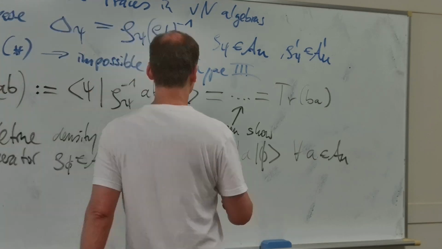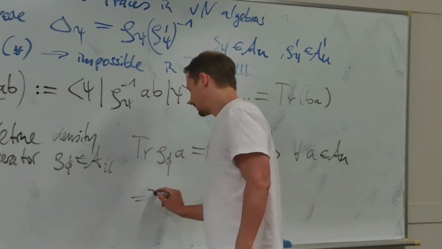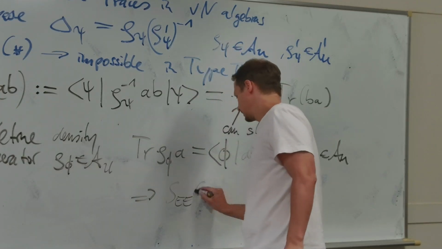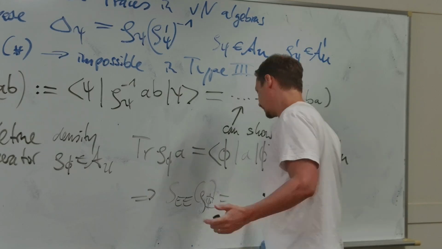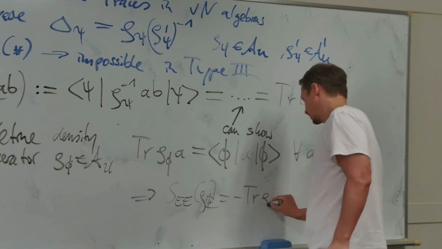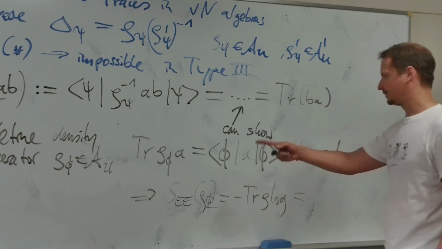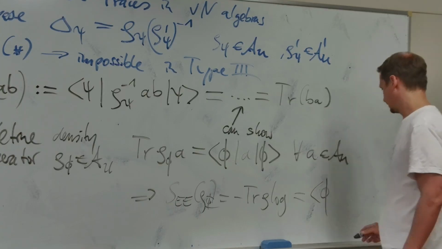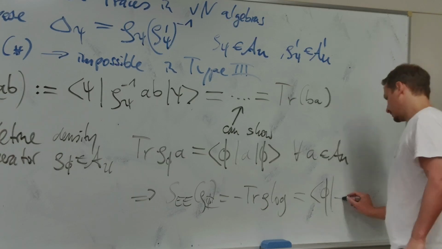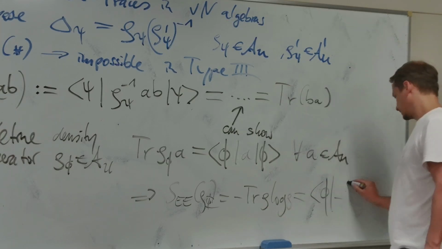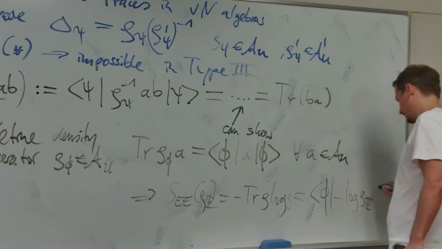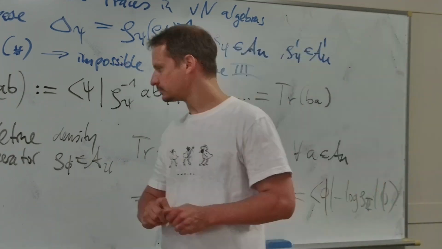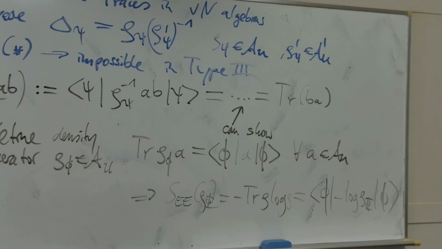And okay, then you can of course compute the entanglement entropy in the usual way, minus trace rho log rho, and really, if you look at this, then it's nothing else than the expectation value in phi of minus log rho phi. And so once you have this, then you can compute entanglement entropies, and it turns out you can do this for anything that's not type 3.